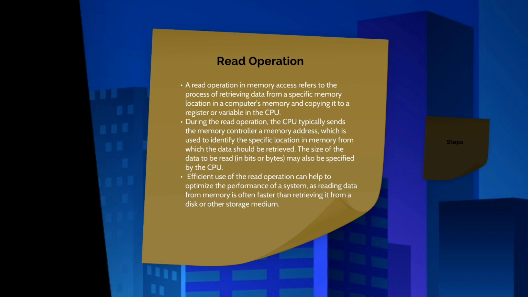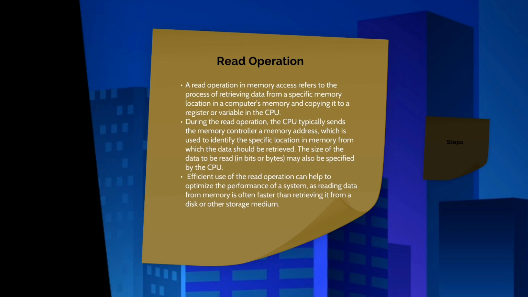The read operation in memory access refers to the process of retrieving data from a specific memory location in a computer's memory and copying it to a register or variable in the CPU. During the read operation, the CPU typically sends the memory controller a memory address, which is used to identify the specific location in memory from which the data should be retrieved. The size of the data to be read may also be specified by the CPU. Efficient use of the read operation can help to optimize the performance of a system, as reading data from memory is often faster than retrieving it from a disk or other storage medium.